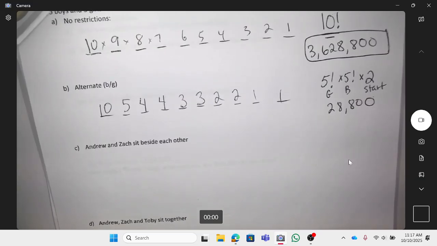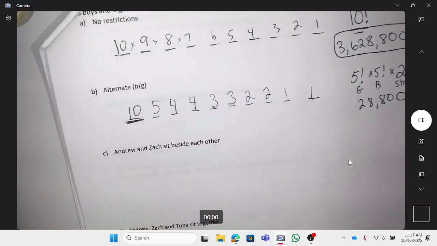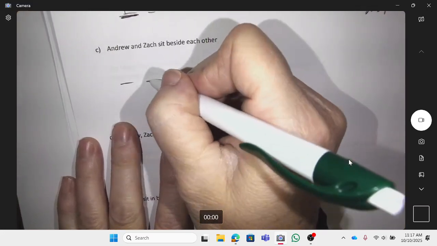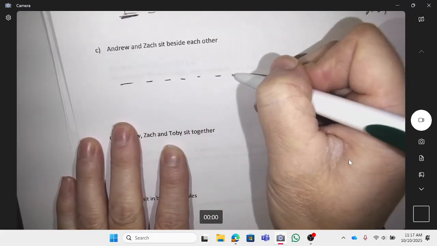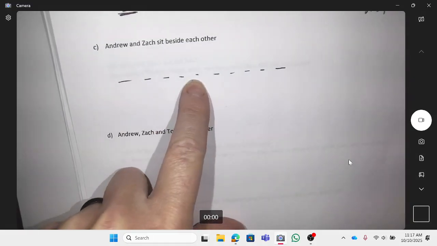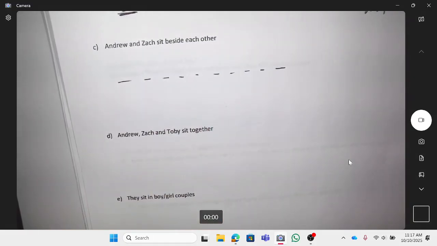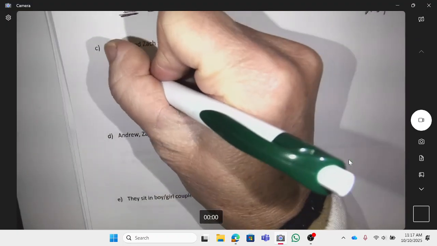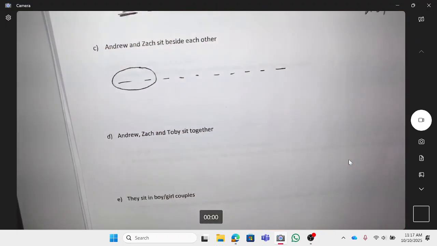Good? Okay, so just paying attention also to this starting one where you had just 2 options to start. Okay, 10 people. This time, Andrew and Zach are best buddies and they have to sit beside each other. Okay, so what I'm going to do is I'm going to chunk them together like that.